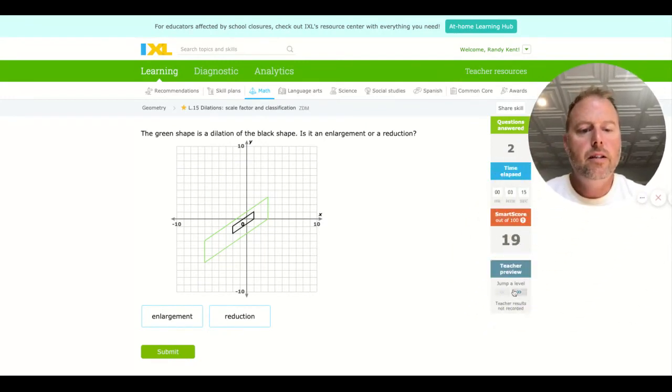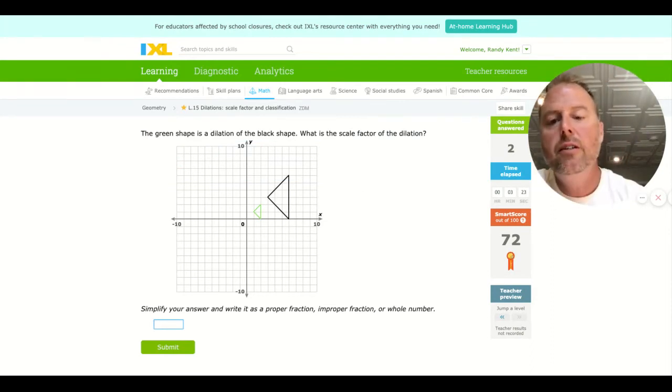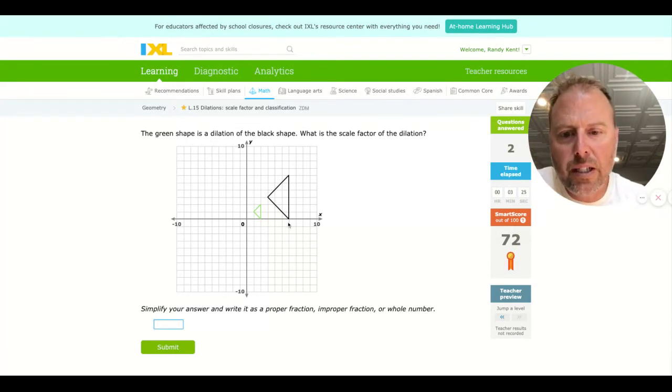Let's see if I could take this up a level. The green shape is a dilation of the black shape. What's the scale factor of the dilation? So I'm going to look at this black corner. It looks like we're here at 6, 0, and we're going down to 2, 0. So how do we go from 6 to 2? Well, we're going to go from 6 to 2 by dividing by 3. So my scale factor should be 1/3.